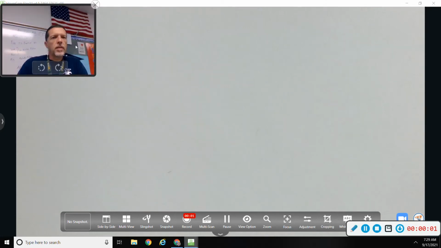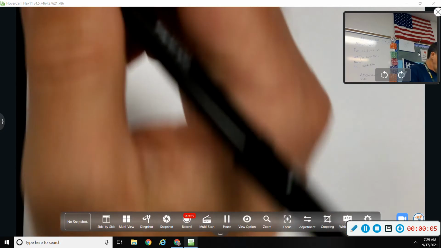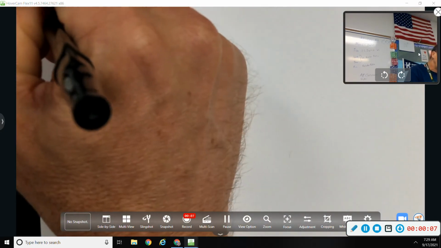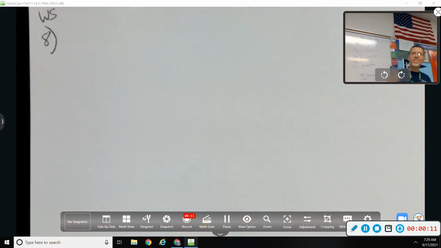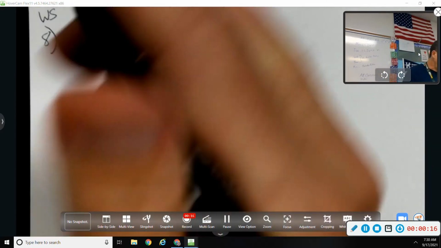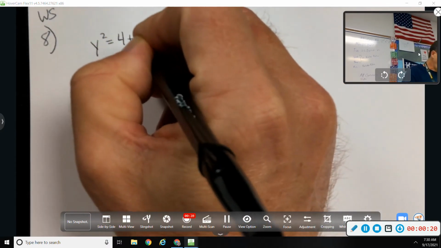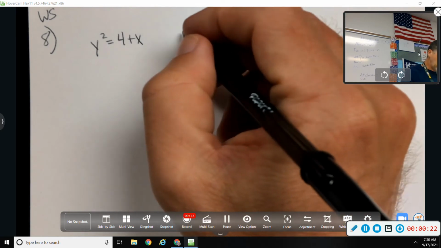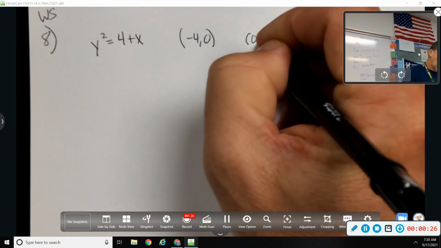All right, so let's look at the implicit differentiation worksheet, number 8, because we forgot what a chord is. A chord is just a line segment that connects 2 points, from geometry long ago. y squared equals 4 plus x. The chord AB joining negative 4, 0 and 0, 2.